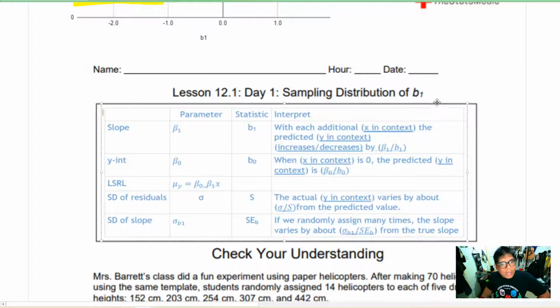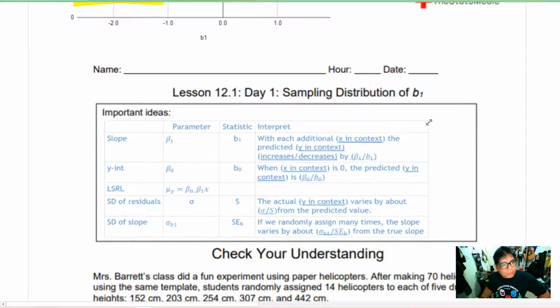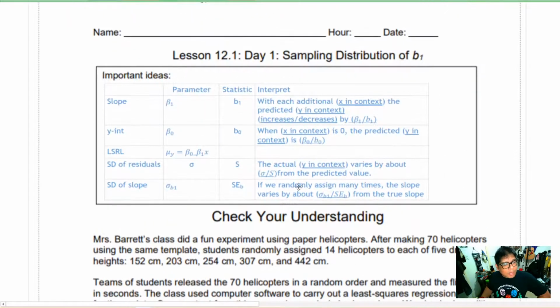We're going to take a quick look at our important ideas. We've got the slope, we've got the parameter, we've got the statistic, and we've got the interpretation. All of this you'll have to have a good grip on. So the slope, from now on, the statistic we're going to use is B1. And the parameter value, B1, approximates something called beta 1, which would be the true slope of the relationship.